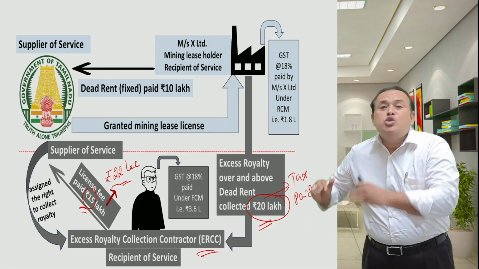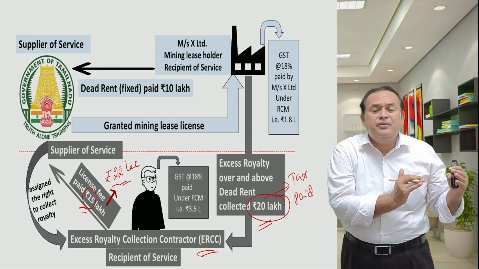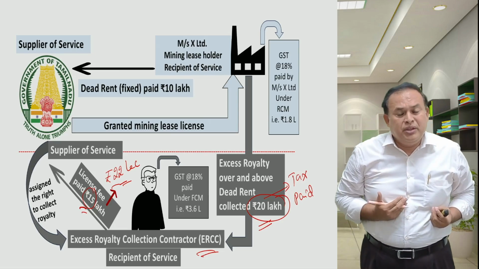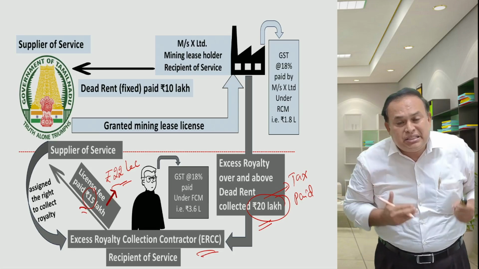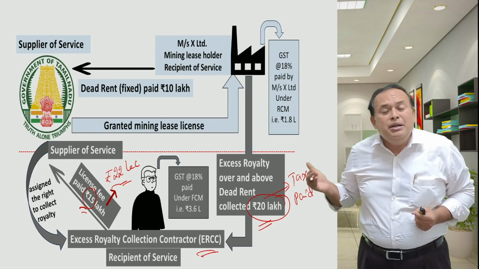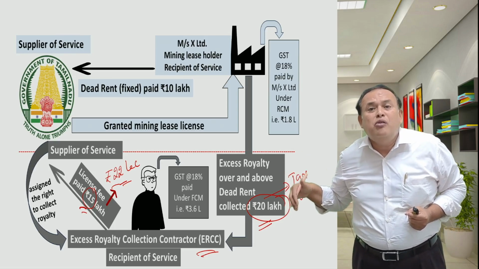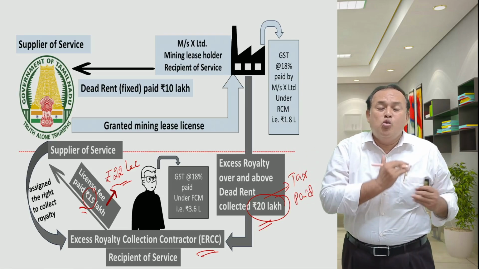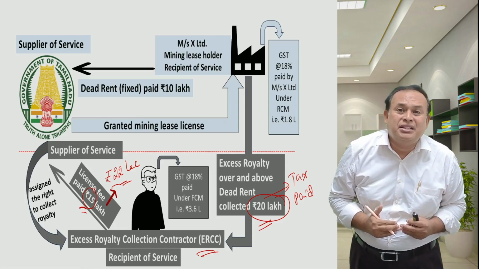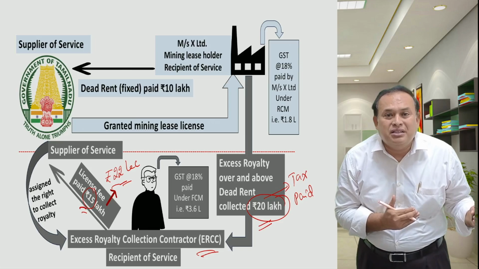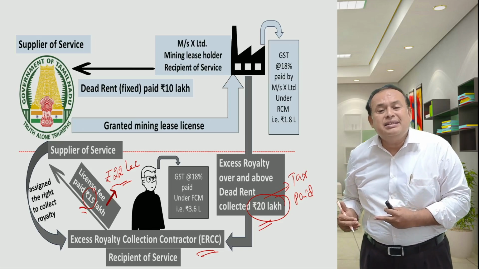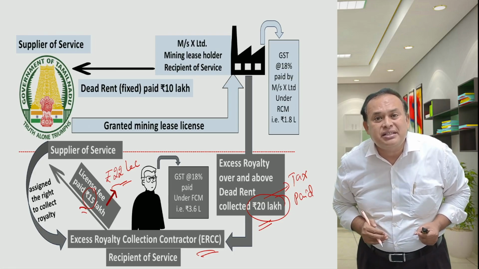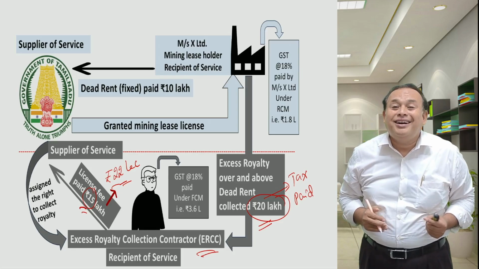Therefore, to the extent of 20 lakhs it is exempted in the hands of ERCC when he paid the license fee to the state government. If the license fee itself is 22 lakhs and he paid the GST on only 20 lakhs when collecting from ERCC, to the extent of 20 lakhs only it is exempted. Going above 20 lakhs, how much is the license fee? 2 lakhs. For which the supplier of service is the state government, and the recipient is the ERCC. On 2 lakhs, GST will be applied in the hands of ERCC under RCM.